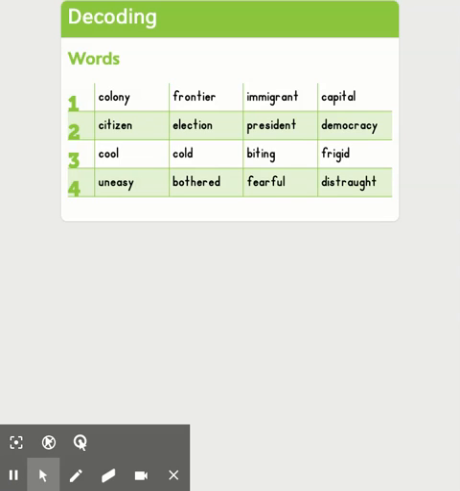And an immigrant is a person who moves to another country to become part of that country and live in that country and work in that country. So an immigrant is someone who moves to another country.